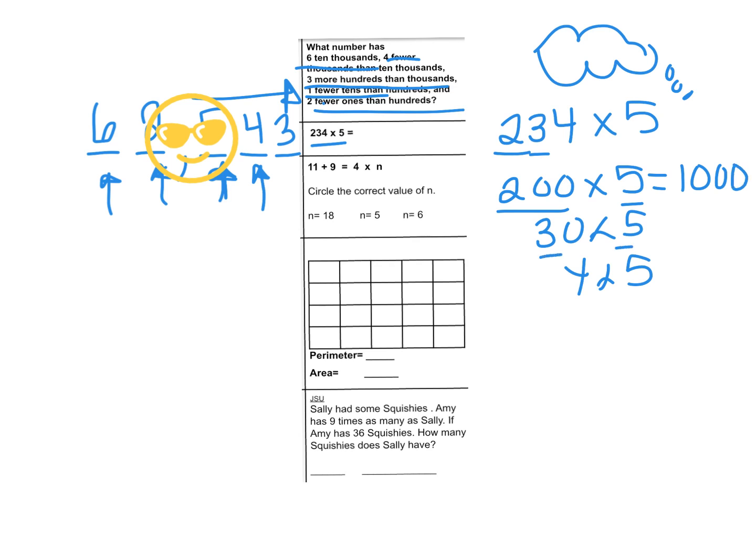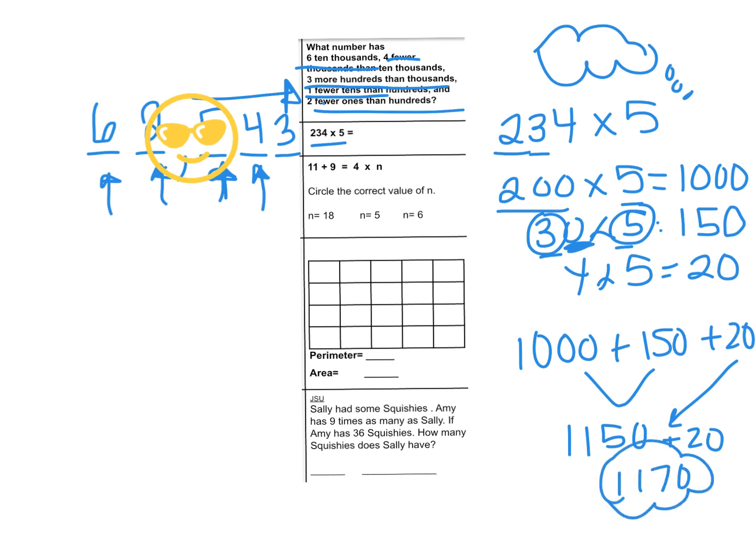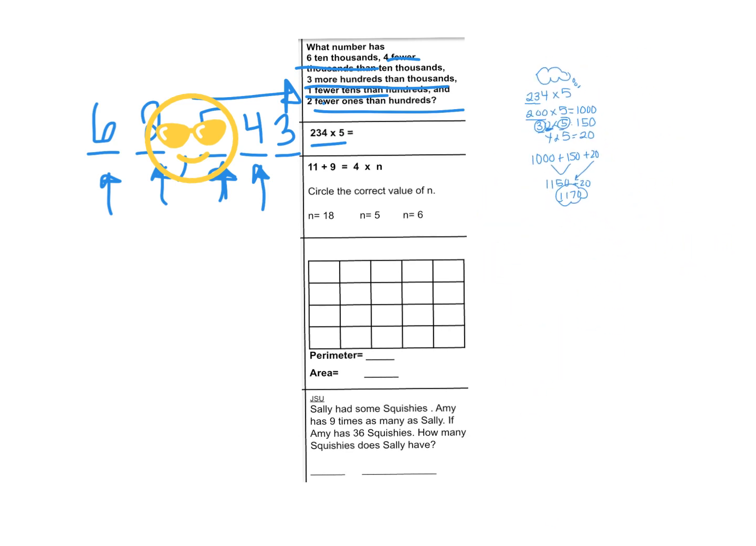I have 30 times 5. And I know that 5 times 3 is 15. And it's a tens number, which means that there are 15 tens. 4 times 5 is 20. And now I'm going to put all of these together. So I have 1,000 plus 150 plus 20. So if I put these two together, I would get 1,150. And then if I add my 20 to that, I would get 1,170. There you go. Cool?